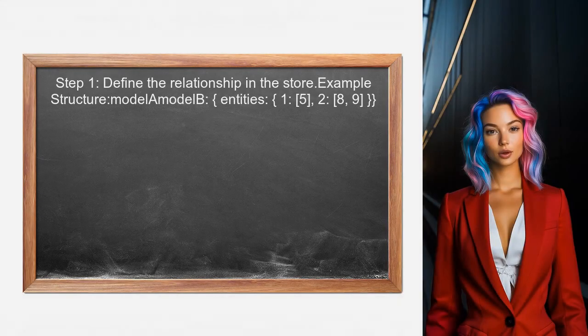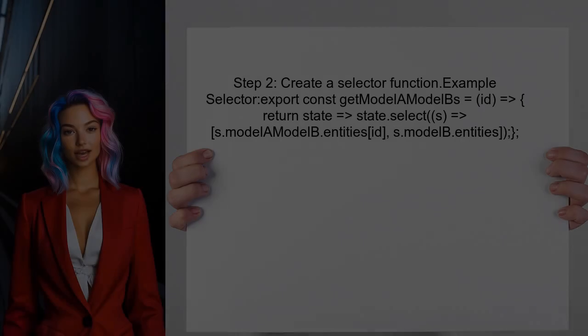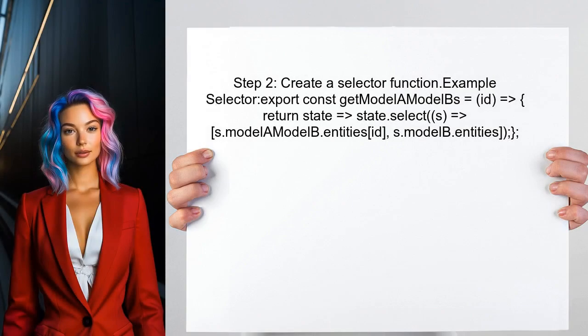To establish a one-to-many relationship between Model A and Model B, the user can create a new property in the store. This property will map each Model A entity to an array of related Model B IDs. Next, the user needs to create a selector function to query Model B entities based on a specific Model A ID. This function will access both Model A and Model B to retrieve the related Model B entities.